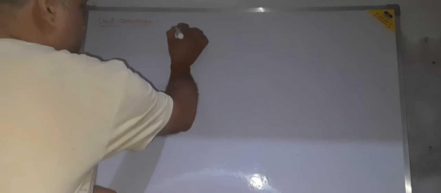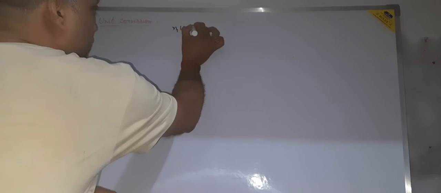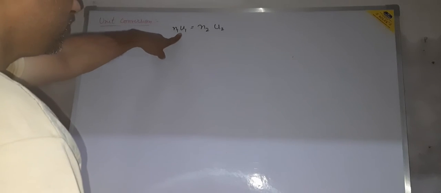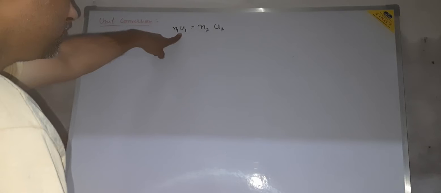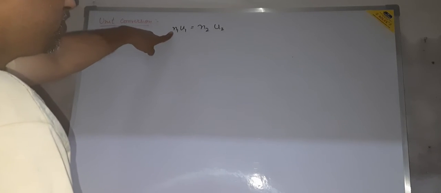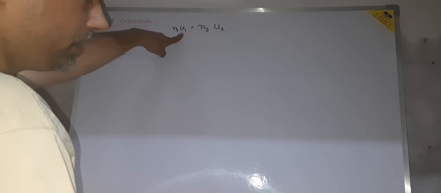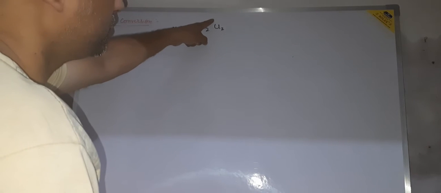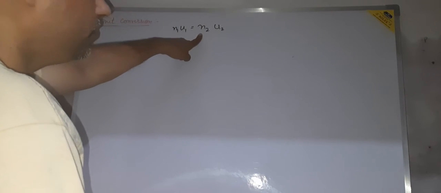So, in the first topic of this chapter, we have discussed that n1 u1 is equal to n2 u2. This u1 is the unit that is given in the question, and n1 is the numerical value which is associated with this unit. This u2 is the unit that you want to convert to, and n2 is the numerical value which is associated with the second unit.